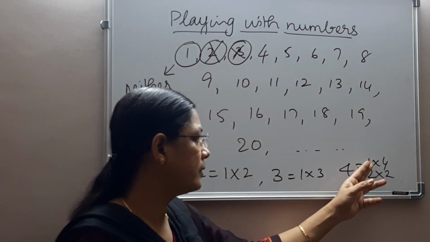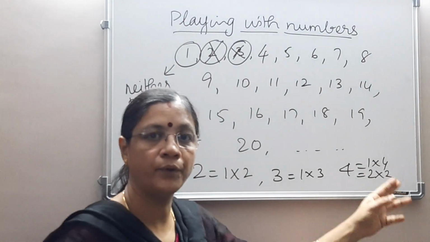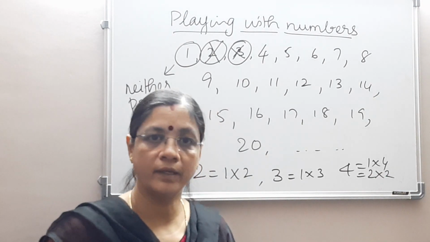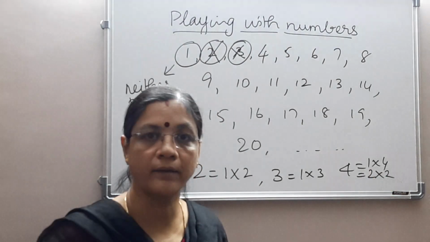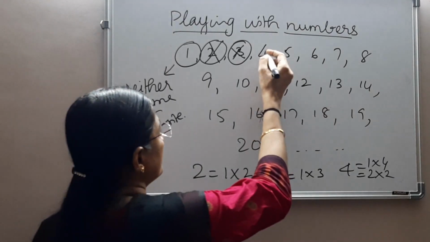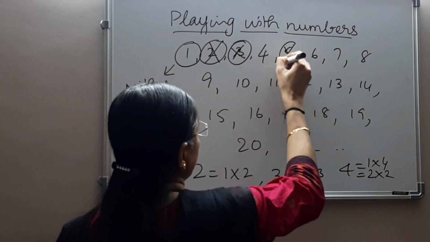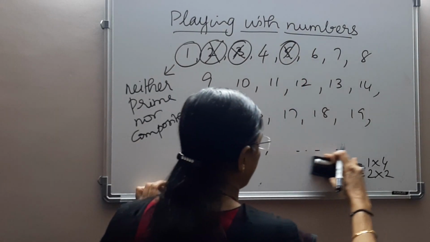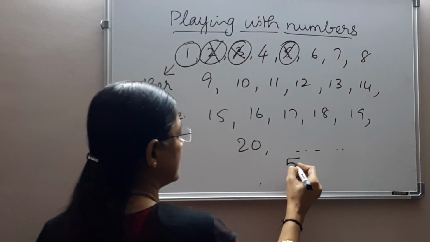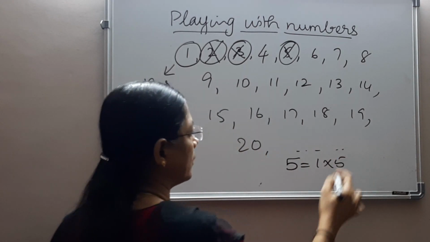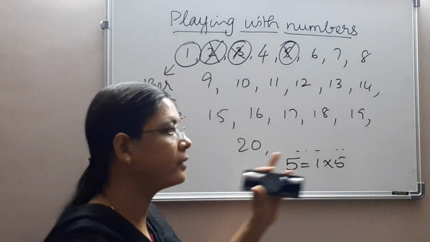So what do we say? 4 has factors 1, 2 and 4. Other than 1 and itself, it also has factor 2. So 4 is left out. Now we take 5. 5 can be represented as 1 into 5. Again 1 and itself, isn't it?